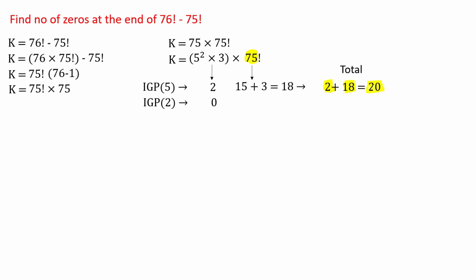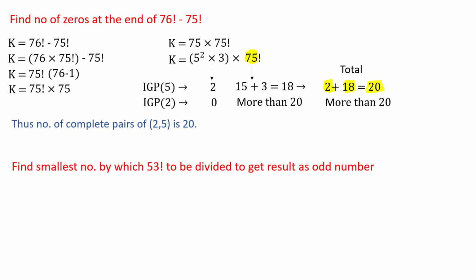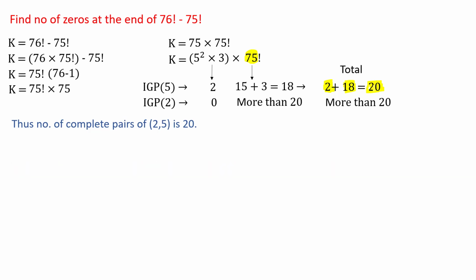Now let's find IGP of 2. IGP of 2 in the first bracket is 0, and IGP of 2 in 75 factorial is obviously going to be more than 20. So IGP of 2 in 75 factorial is more than 20, which we do not need to calculate. So from this what we can say is the total number of pairs of 2, 5 we can form is 20. So the number of zeros at the end of 76 factorial minus 75 factorial is going to be 20. So 20 is the answer.